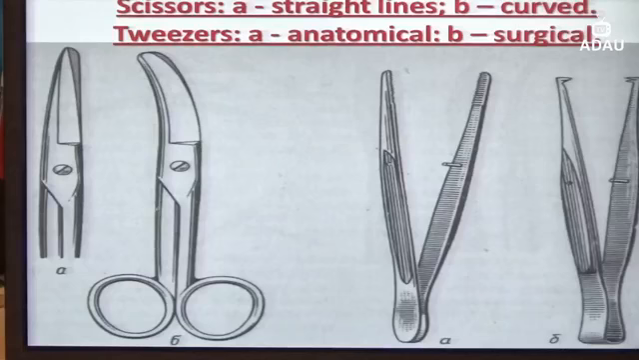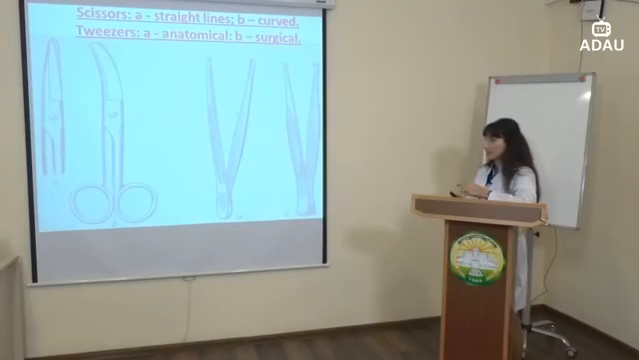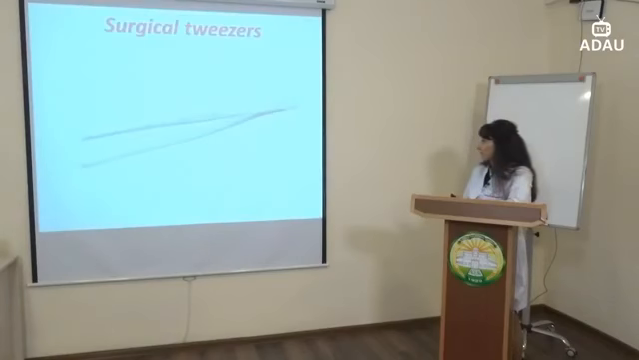In the picture here, we can see scissors and tweezers, two types of each. For scissors, in the first picture we can see straight ones, and in the second, curved. And for tweezers, the first is anatomical, with notches on the edge and without teeth, but surgical has teeth on the tip, without notches. Surgical is very easy: you can see the teeth, and with teeth the tissue is fixed very well. Surgical tweezers, here we can see.